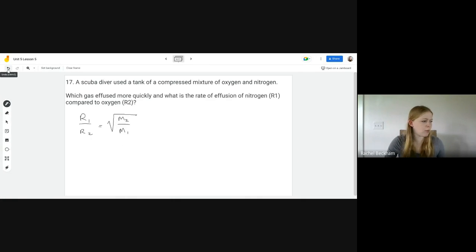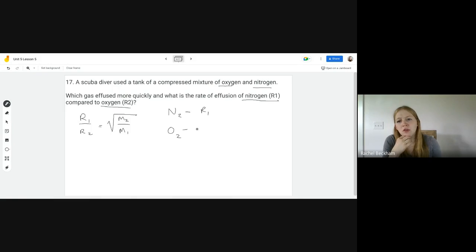Okay. For problem number 17, a scuba diver uses a tank of compressed mixture of oxygen and nitrogen. Which gas effused more quickly, and what is the rate of effusion of nitrogen compared to oxygen? So nitrogen is our R1 and oxygen is our R2. So I'm going to write that down. Oxygen and nitrogen, when they're by themselves, they are diatomic. There are 7 elements that are diatomic, meaning there are 2 of them. They combine together when they're by themselves. And these are part of those 7. So N2 is our R1 and O2 is our R2.